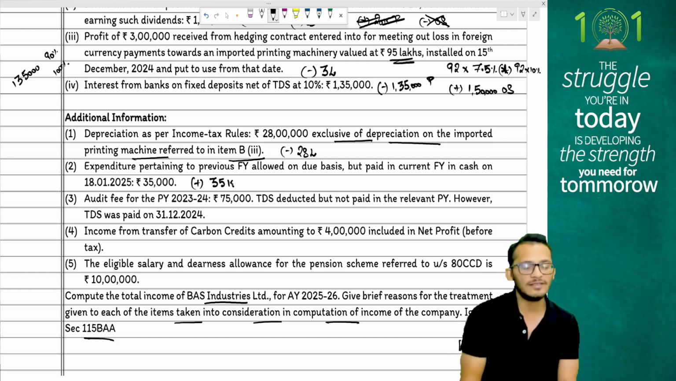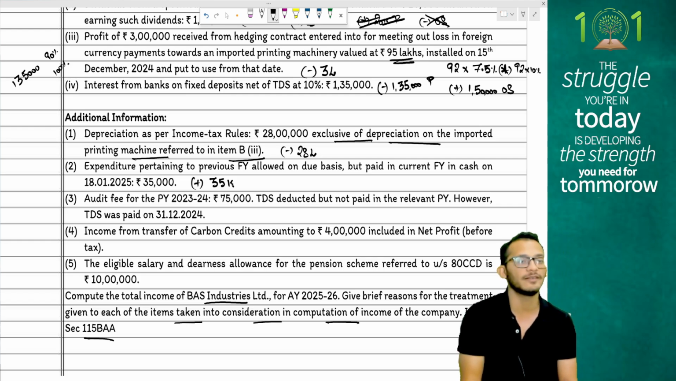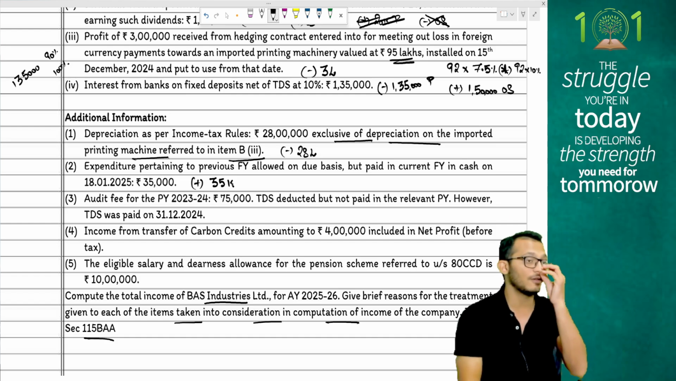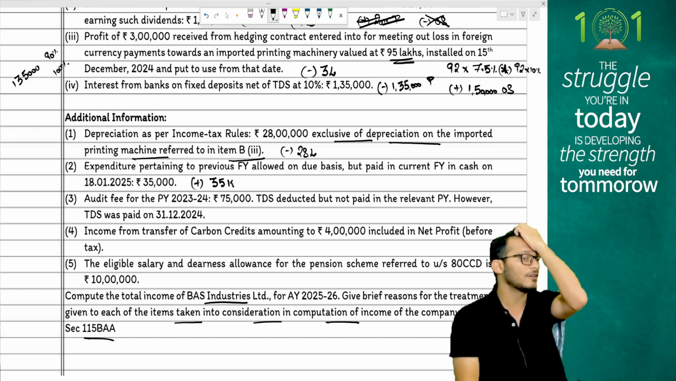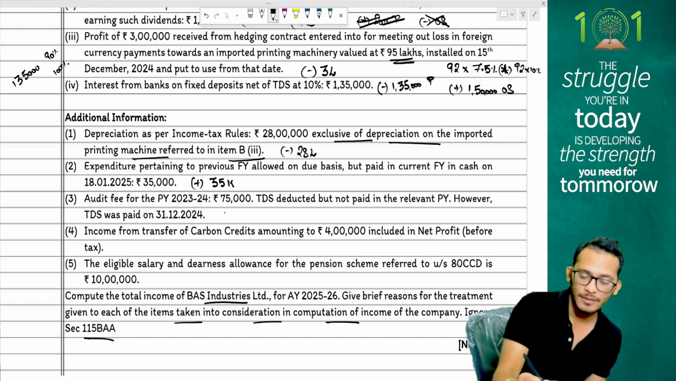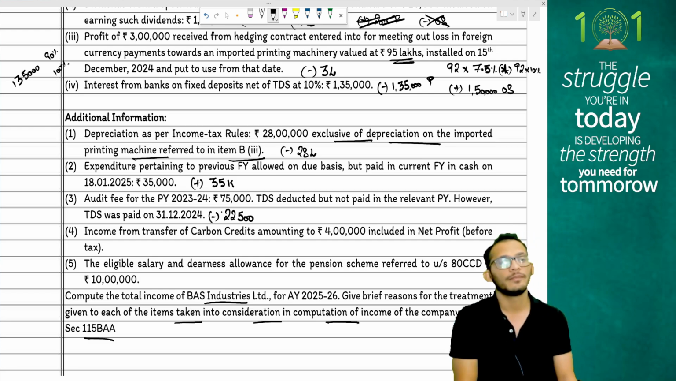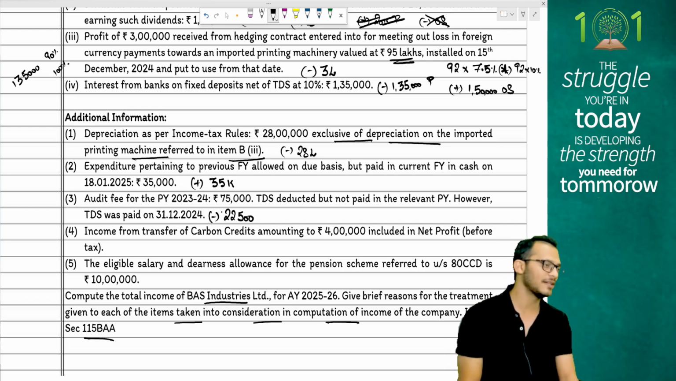Next, audit fees is of 23-24 75,000 rupees. People, this audit fees is previous year. TDS deducted but not paid in the relevant previous year. However, TDS was paid on 31st December. People, past year I did not pay TDS, which means past year I would have. Current year I will allow only. Number becomes 20. Therefore, minus 22,500. Yes or no? Yes, this is the extra change which they do from inter to finals, people.